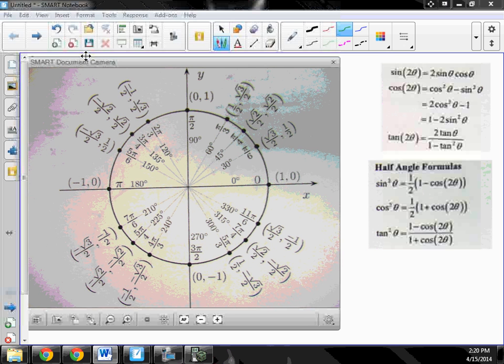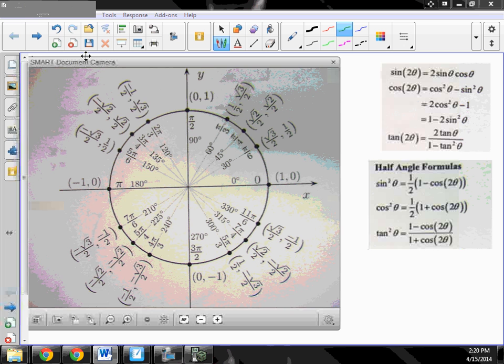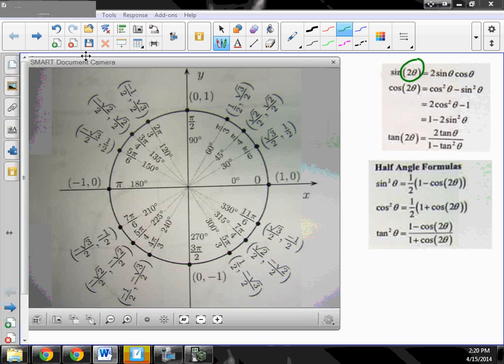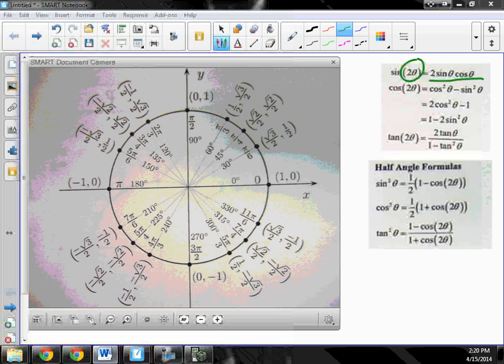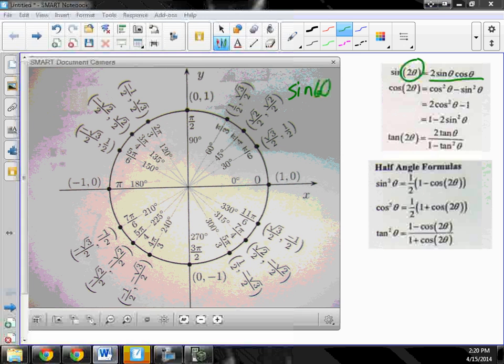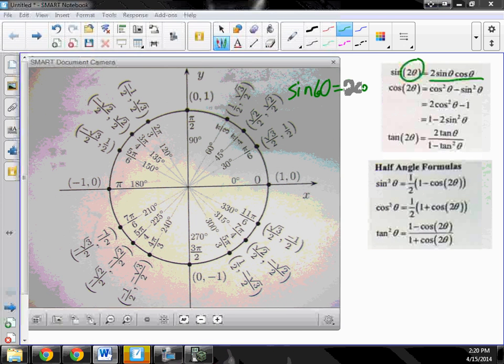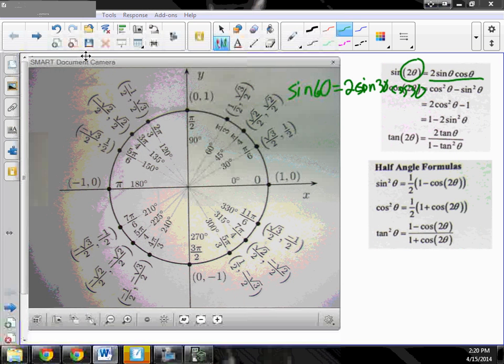Oh, there it is. So this says the sine of 2 theta is equal to 2 sine of theta cosine theta. So if I was looking for the sine of 60, that's equal to 2 sine of 30 cosine of 30. Okay, that's what a double angle formula means.